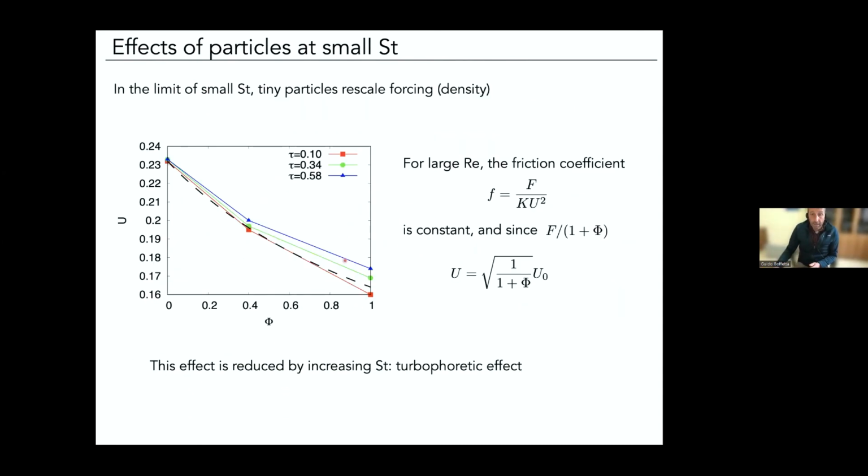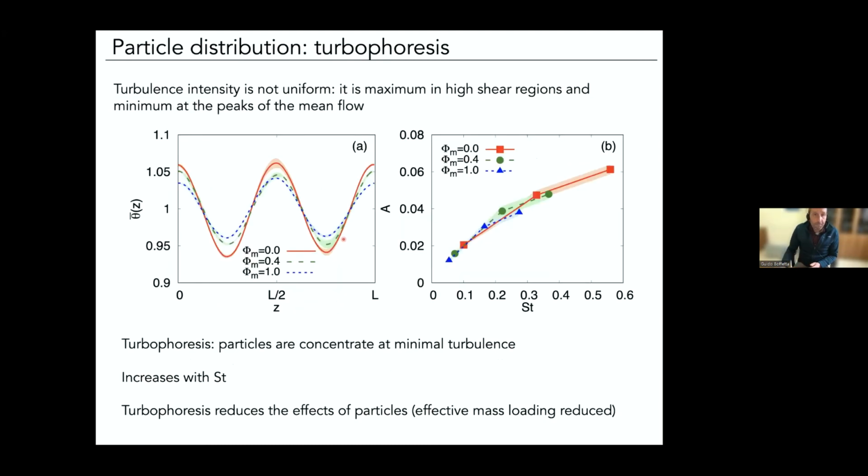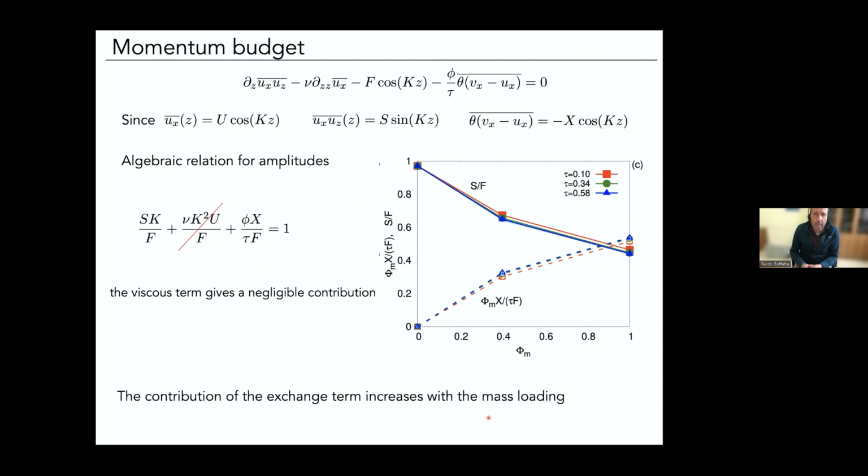Okay, and so this is the interpretation of this effect: when you increase the Stokes number, you are increasing the turbophoretic effect. Increasing this turbophoretic effect reduces the effective number of particles that you have in the highly turbulent region, and so the effect is that in the end the effective mass introduced by the particles is reduced. Okay, so this is the result.